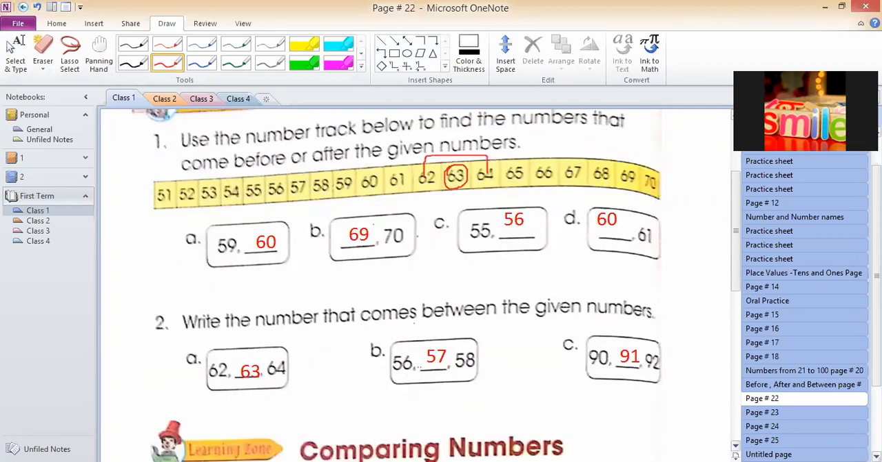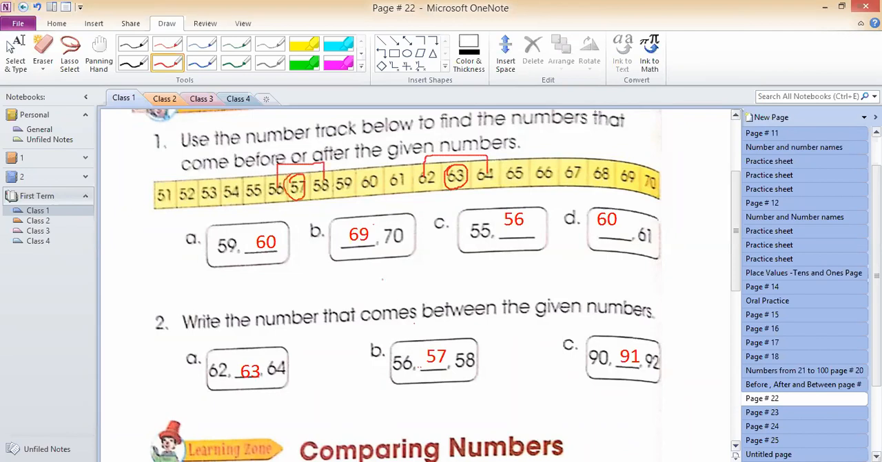Same here, 56 and 58. This is 56 and this is 58. After 56, what comes? 57. Or before 58, what comes? 57. Then 90, 91, 92. After 90, what comes? 91. So this is the answer.